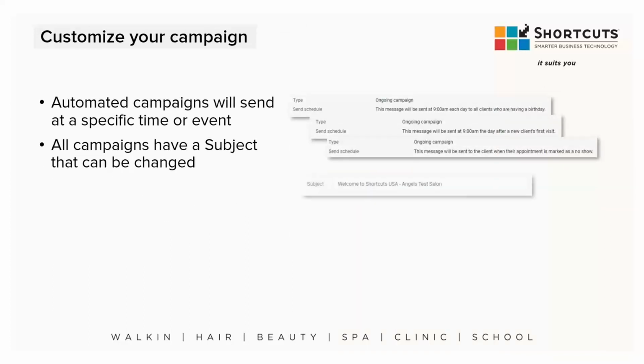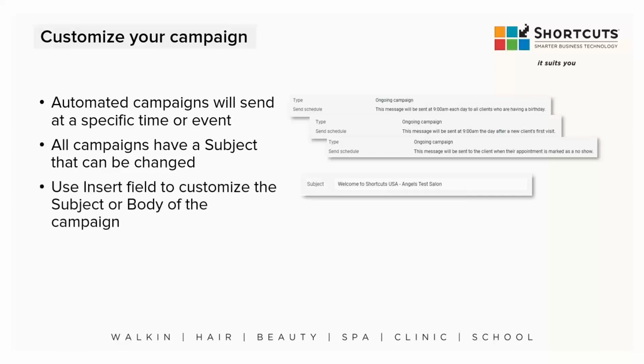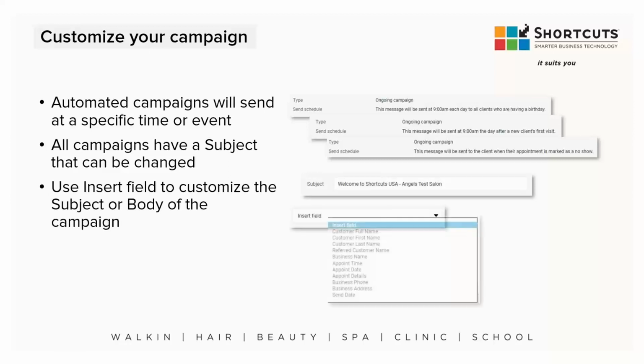Now, the automated campaigns will send at a specific time or on a specific event. So when it's somebody's birthday and Shortcuts knows that it's the customer's birthday and birth month, then it will send out the email that morning. If a customer hasn't visited in more than 3 months, again, Shortcuts will automatically send that message. So those details, those particular triggers are predetermined. Then you can add a subject for your email.